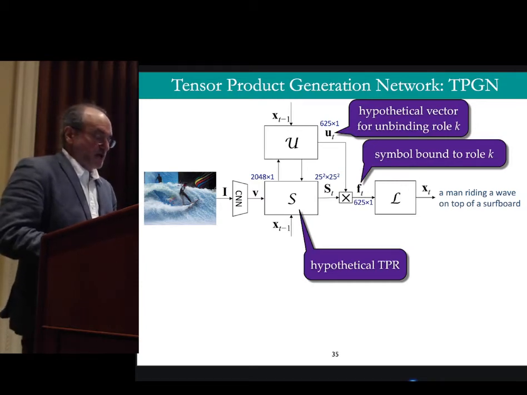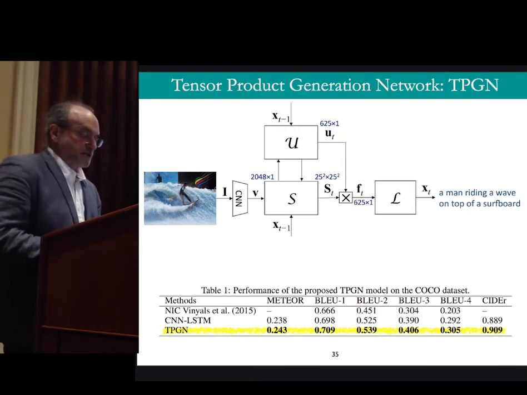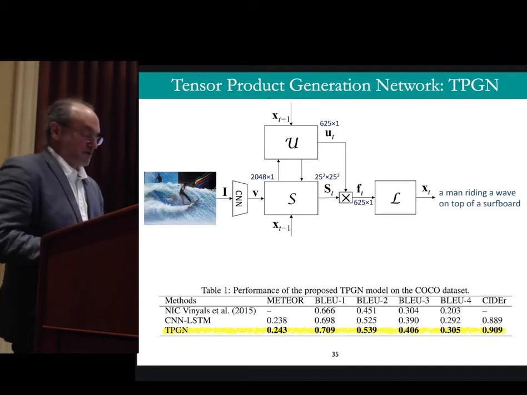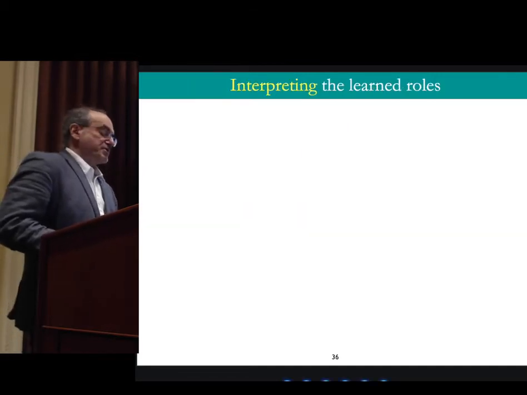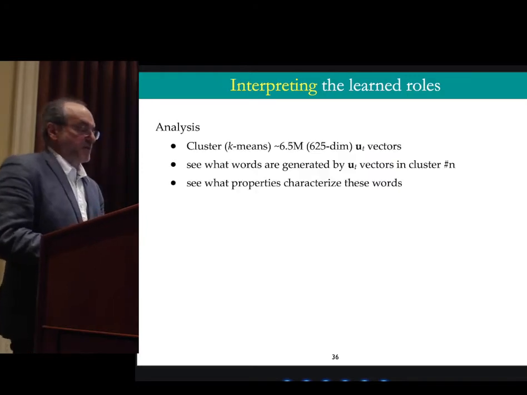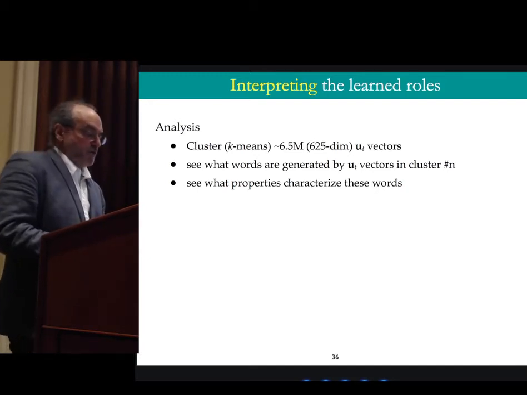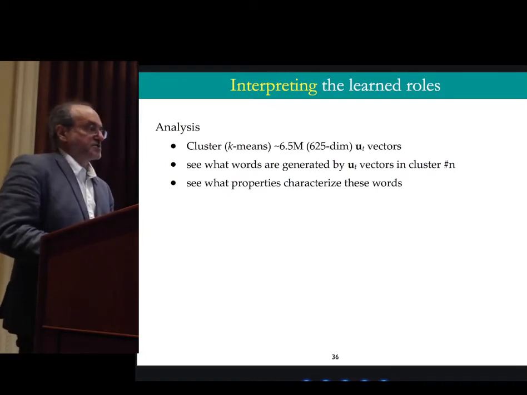The performance of the model is shown here according to a set of metrics. We get performance that is at least as good as the baseline models that use standard state-of-the-art technology, long short-term memory networks. Okay, so again, what we're really interested in is not the performance level, but interpreting the learned roles. For this analysis, we took all of the unbinding vectors used by the model to generate caption words and clustered them. We then saw which words are generated by vectors in each cluster and looked for the properties characterizing those words.